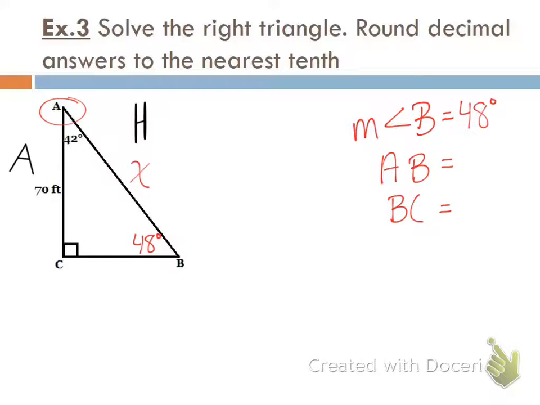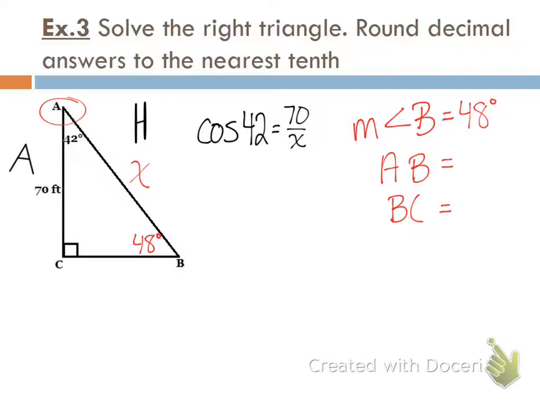Cosine. The cosine of what? 42. The cosine of that angle is equal to what? 70 over x, adjacent over hypotenuse. Do we have questions about setting up that equation?